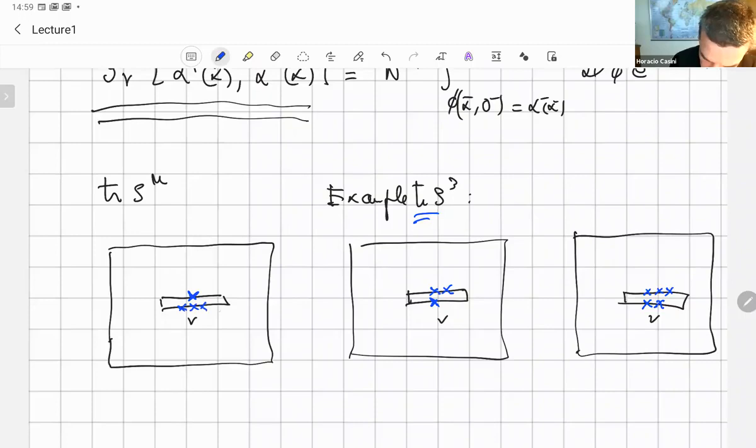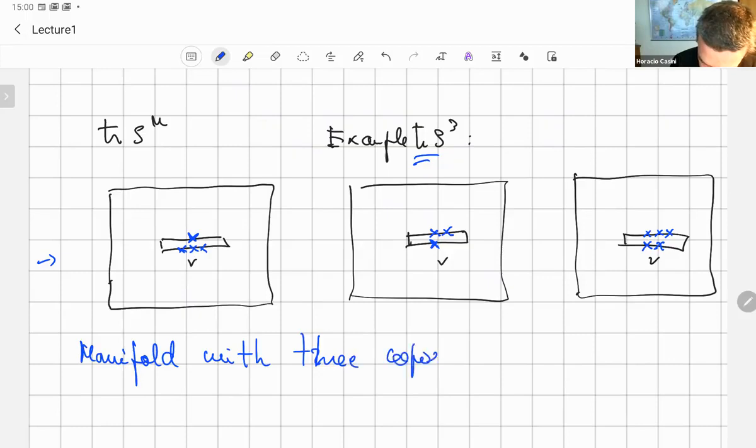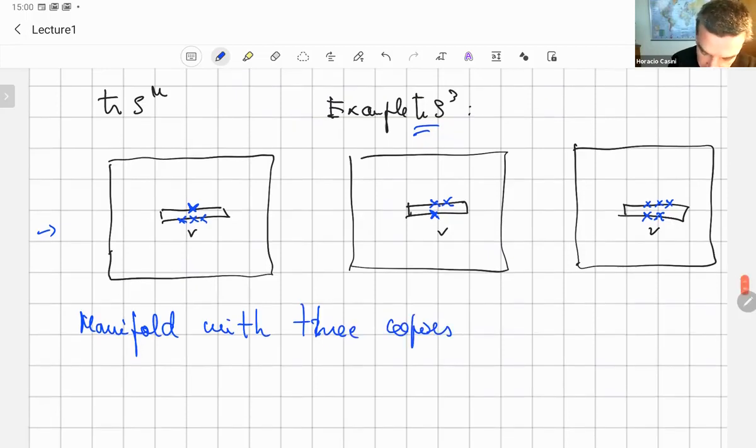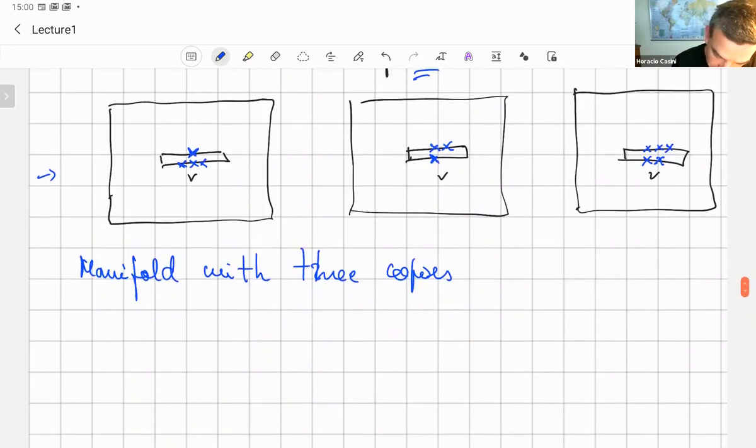These crosses mean that the values of the field are identified at this point. So we are defining, in fact, a manifold with three copies. It's a multi-sheeted manifold that is identified in a particular way around the region B. Let me say something about this particular manifold.